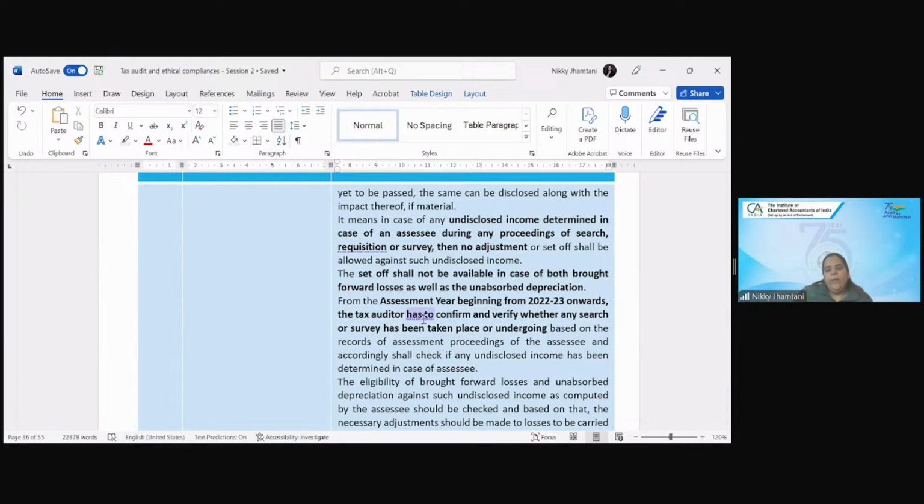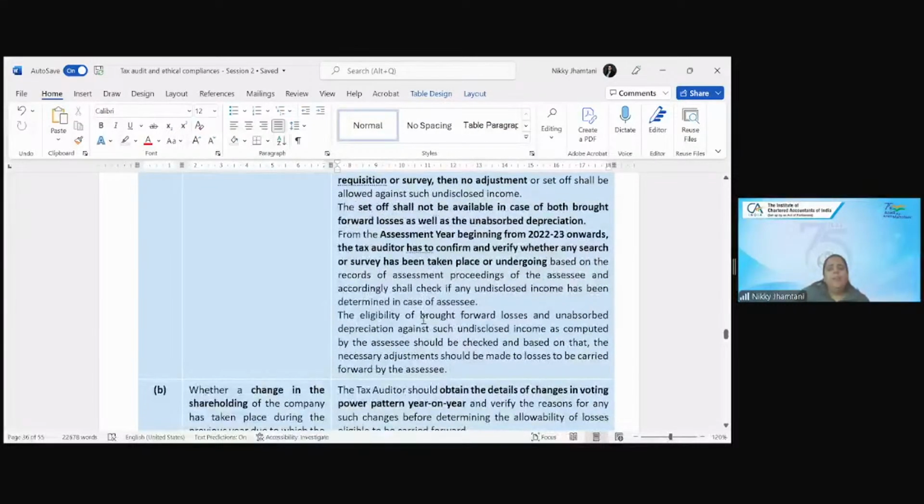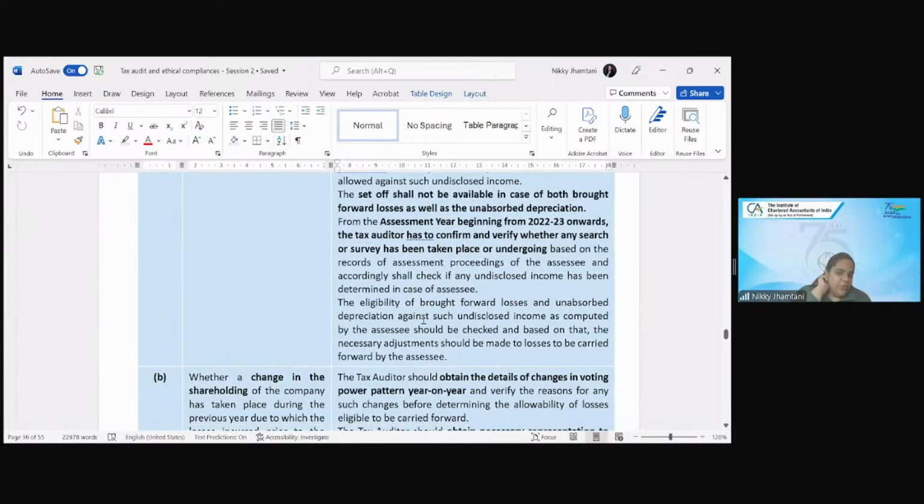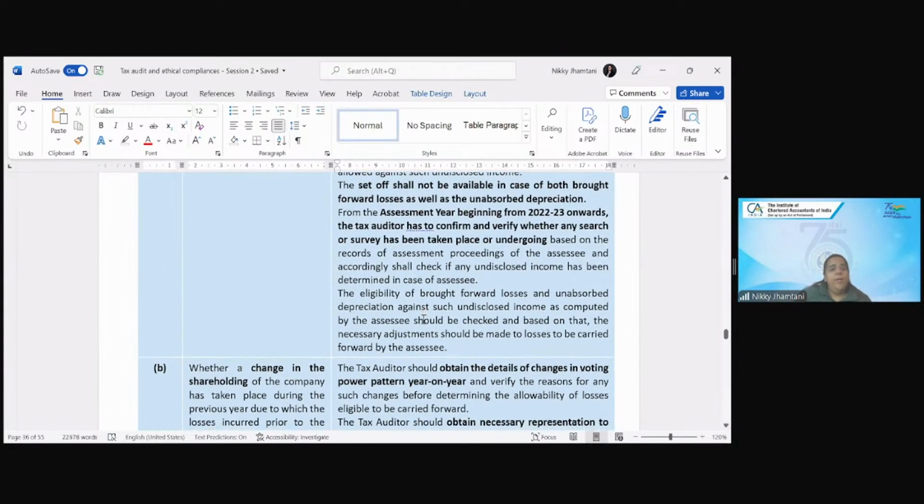From AY 22-23 onwards, the tax auditor has to confirm and verify whether any search or survey has taken place or is undergoing, based on the records of assessment of the assessee, and accordingly shall check if any undisclosed income has been determined in case of the assessee. The eligibility of brought forward losses and unabsorbed depreciation again, such undisclosed income, as computed by the assessee, should be checked, and based on that, the necessary adjustment should be made to losses to be carried forward by the assessee.